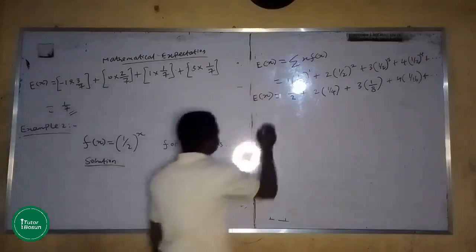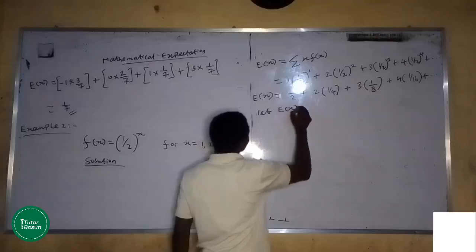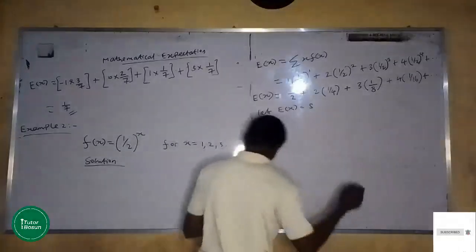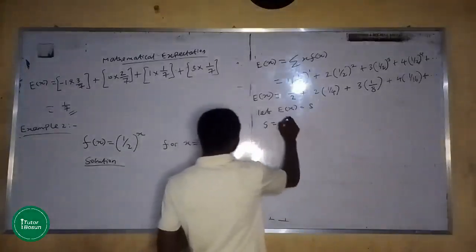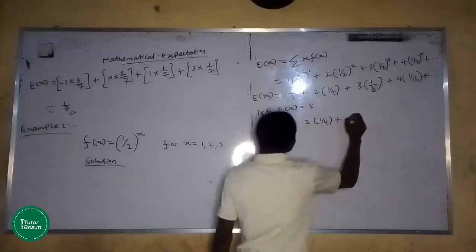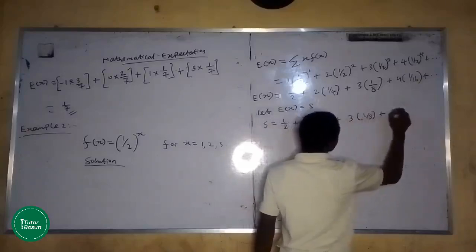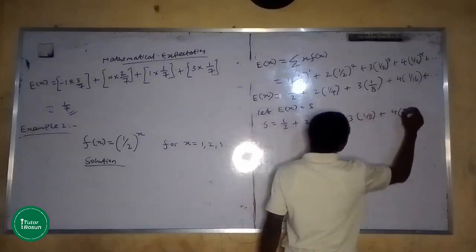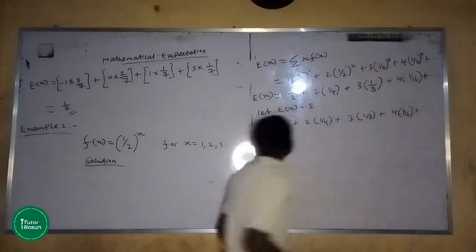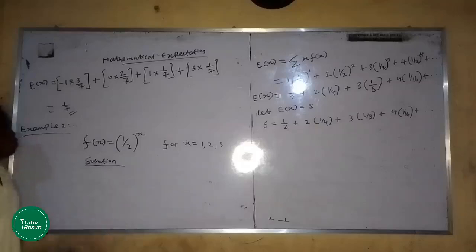So we can let our expected value equal s. Then s equals 1 over 2 plus 2 into 1 over 4 plus 3 into 1 over 8 plus 4 over 16 plus dot dot dot.